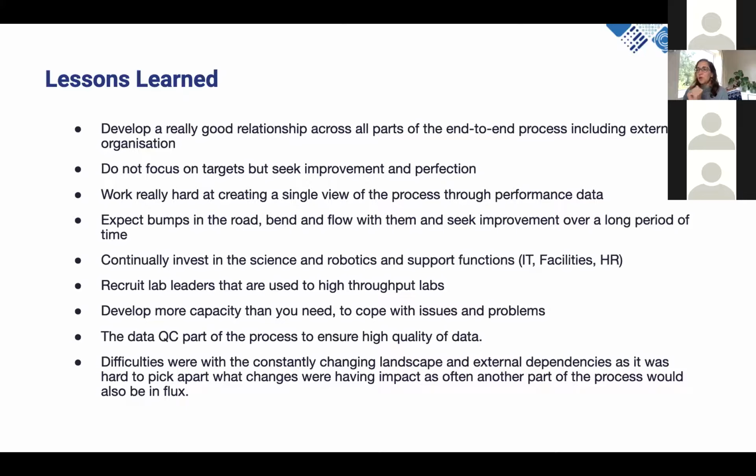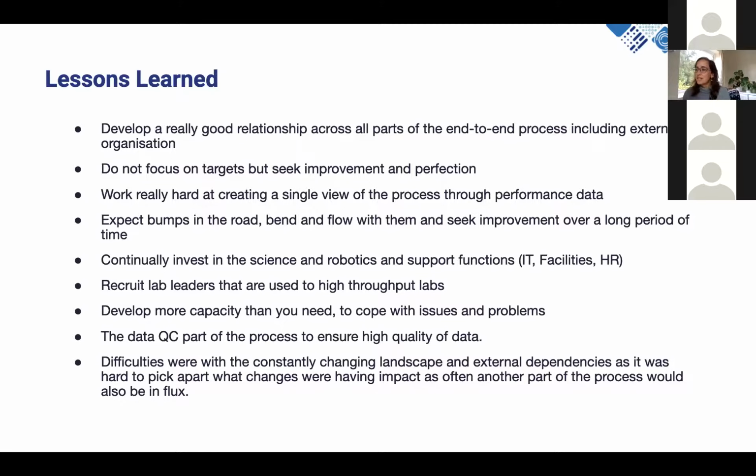Another thing is to work really hard at creating a single view of the process through performance data. So it's end to end, without too many arms and branches. So simplify the process. And as you can probably have gathered from the challenges I've mentioned, expect bumps in the road, bend and flow with them, and seek improvement over a long period of time. The improvements don't come from one week to the next, but they will come over time.